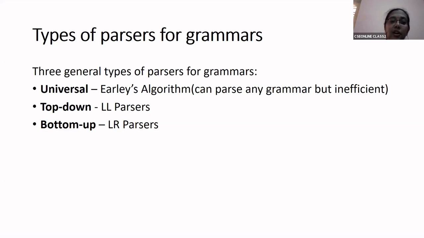Okay, that is, in top-down, from the start symbol you are trying to reduce to the string, but in bottom-up you are taking the string and going up towards the start symbol. That's the only difference between the top-down and bottom-up parsers. And the examples are LL parsers for top-down and LR parsers for bottom-up parsers.